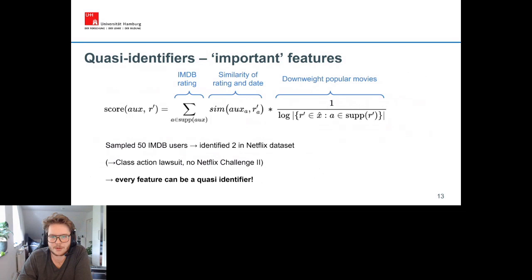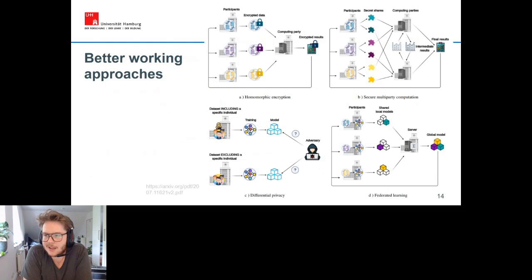But hey, we have improved, right? Time passed on, and we have some better working methods to secure your data. In this presentation, we're mostly going to talk about homomorphic encryption, secure multi-party computation, and differential privacy. Federated learning has been covered before, right? But we will also circle back to this a little bit.